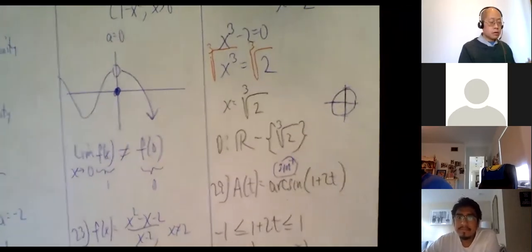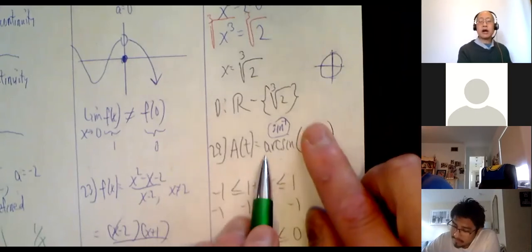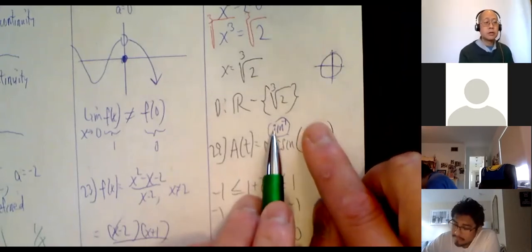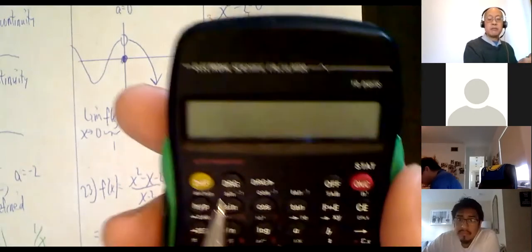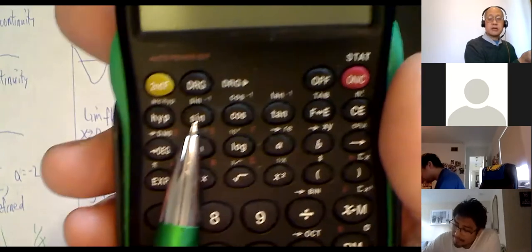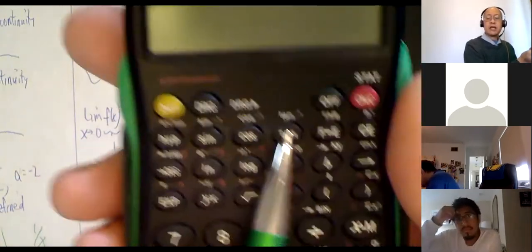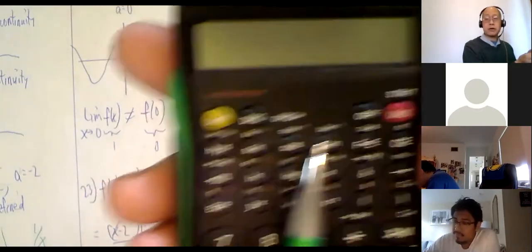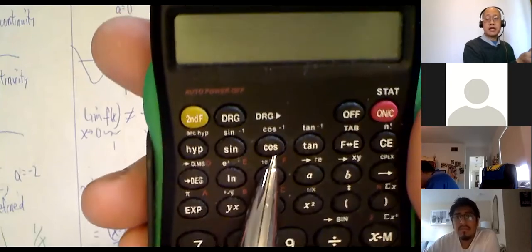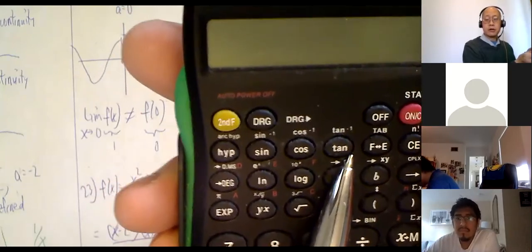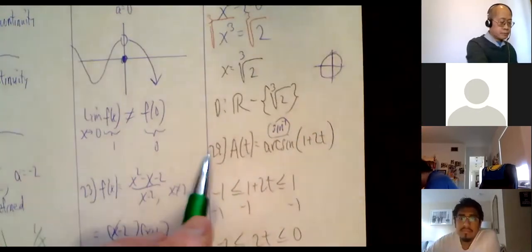Okay, 29, arcsine. By the way, arcsine is the same as sine inverse. So inverse sine in your calculator, it's normally above sine. So sine, inverse sine, cosine, inverse cosine, tangent, inverse tangent. These are the inverse functions. It doesn't mean reciprocal. So this is not cosecant, secant, cotangent, right? Those are the reciprocals. These are inverse trig functions, right?